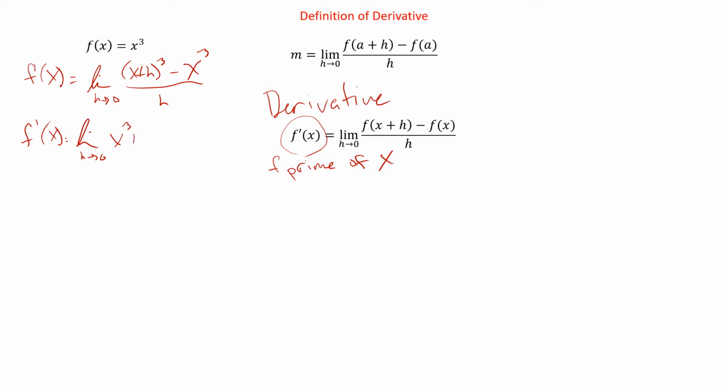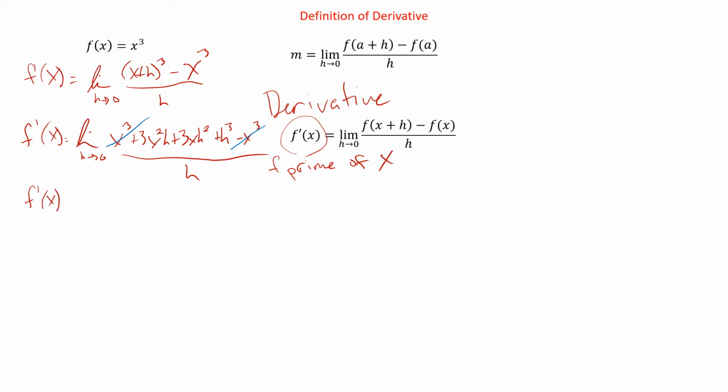x cubed plus 3x squared h plus 3x h squared plus h cubed minus x cubed over h. We can simplify, combine our like terms. Hey, x cubed minus x cubed, those go away. And hey, look, everything left has an h in it, just like we saw at the end of the last chapter. So we're going to factor out that h.